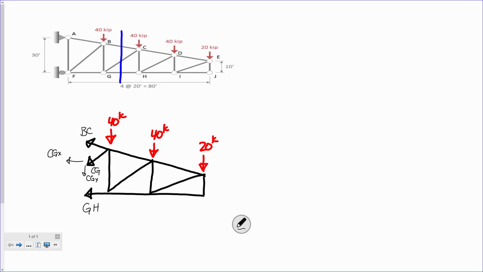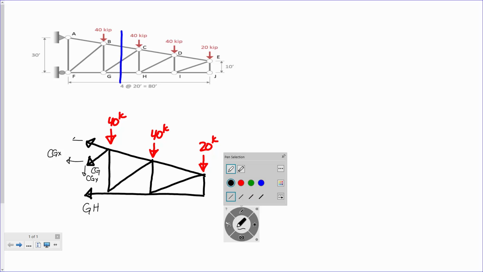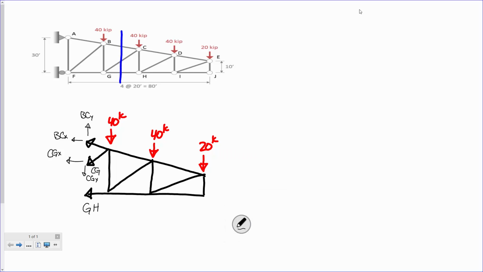I'm going to erase this so I can draw a little clearer. This is BCX, and this is BCY. Okay? I like to go ahead and do that right off the bat. Is everybody good? Okay. Now, all right, so that's essentially our section, and I'm not going to draw the dimensions because I've got the dimensions shown right above right here.